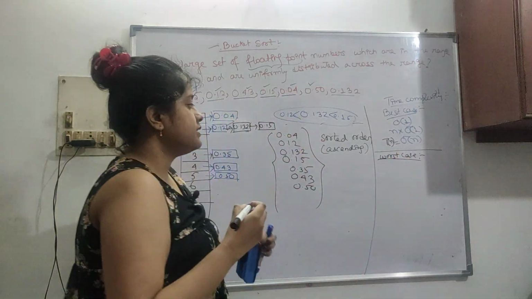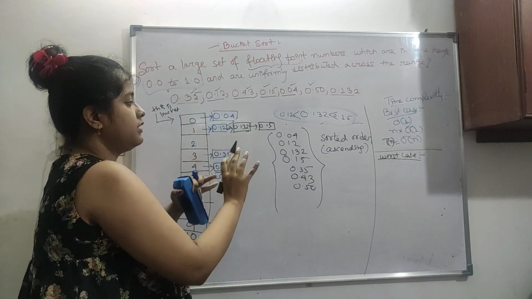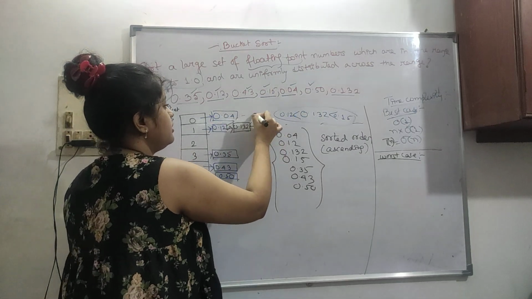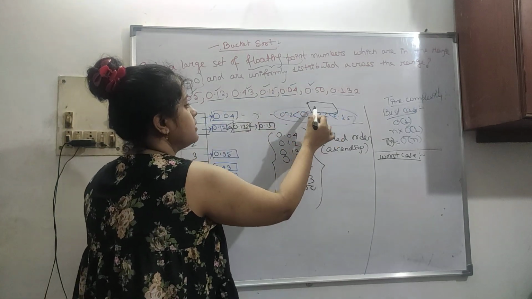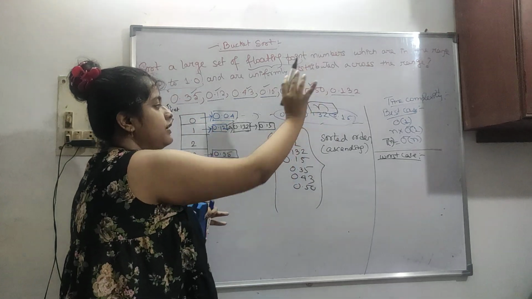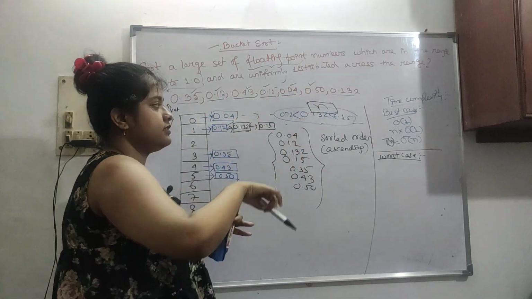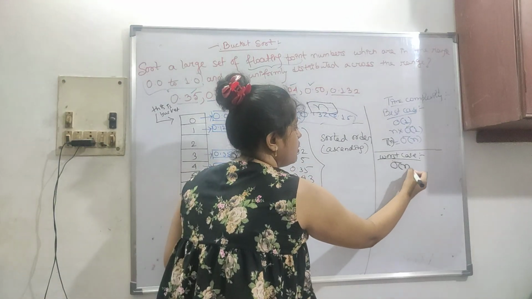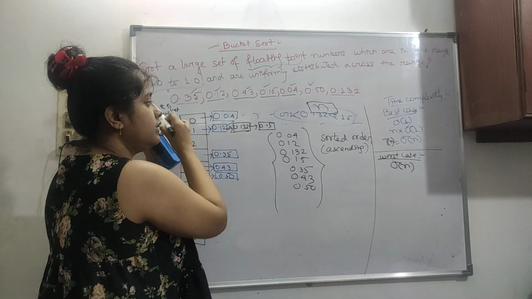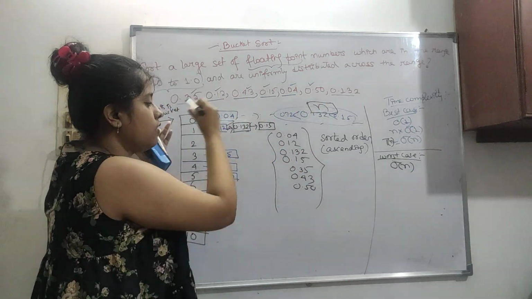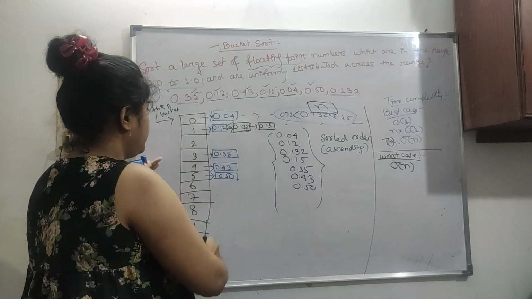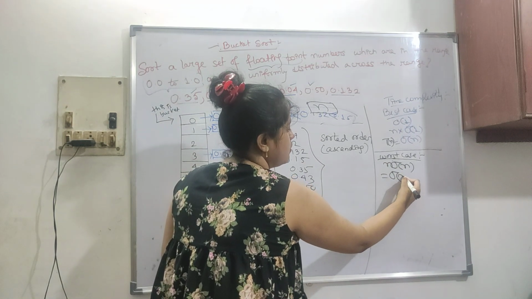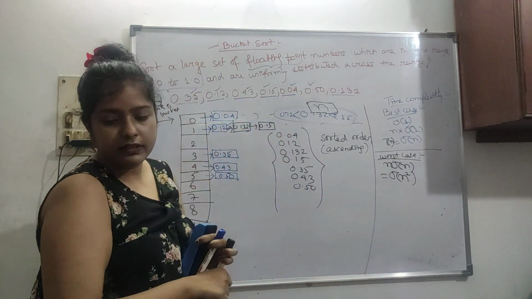In the worst case, what can happen? All the elements will be placed in the same bucket, like here. As I have told you, the list can grow till n. So all the elements will be placed in the nth position of this list. For the 0th bucket it will go till n, and there are n elements in all, so n into n, which is order of n square.